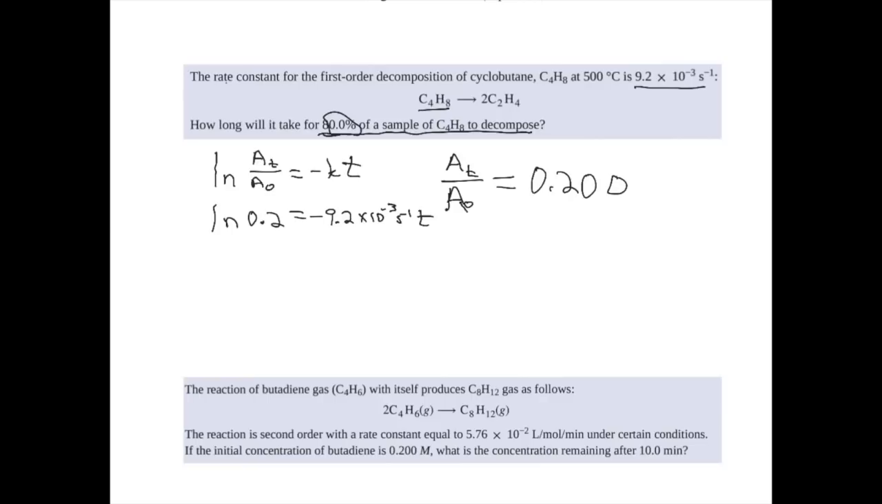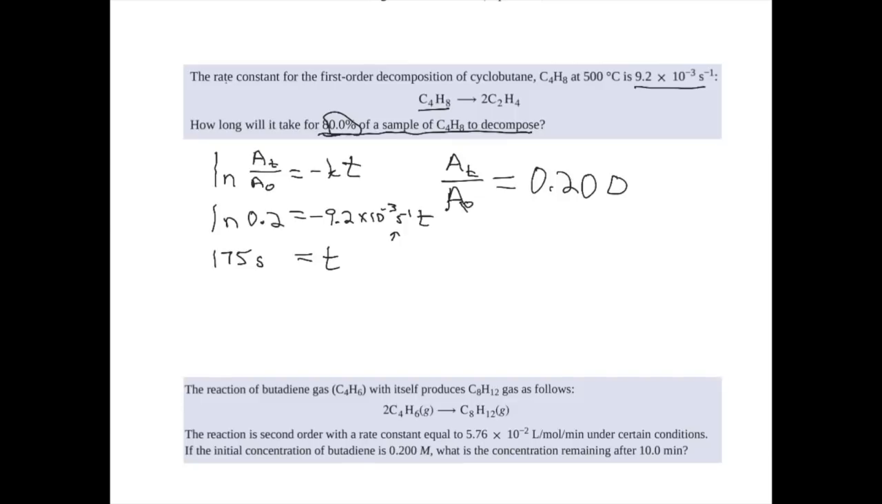So then we can simply plug that all in and get what time is equal to. If you divide both sides by minus 9.2 times 10 to the negative third after taking the natural log of 0.2, then time is going to be 175 seconds, because we have reciprocal seconds right there. So when you do the math, that's how long it will take to decompose 80% of your sample. So you only have 20% left.